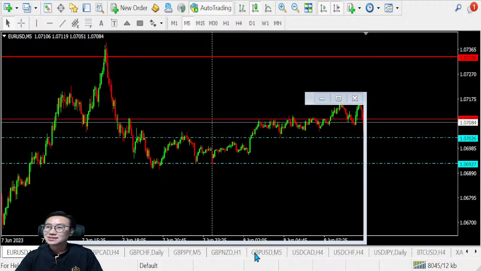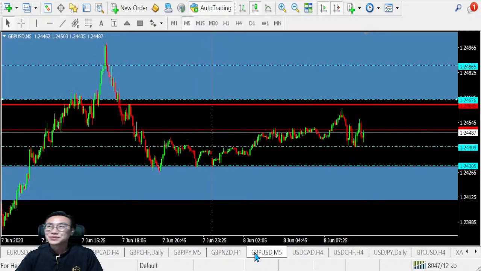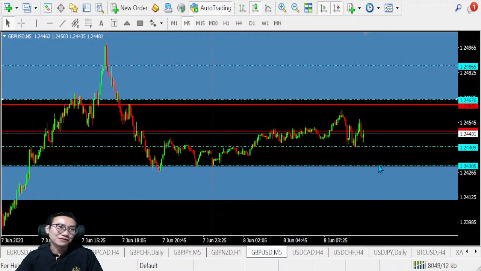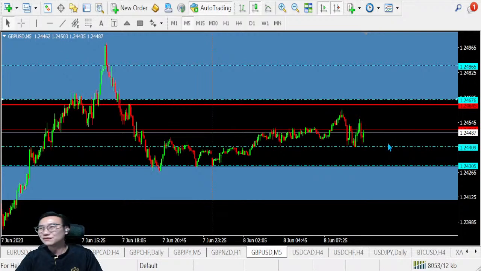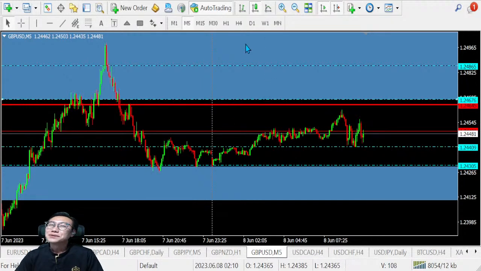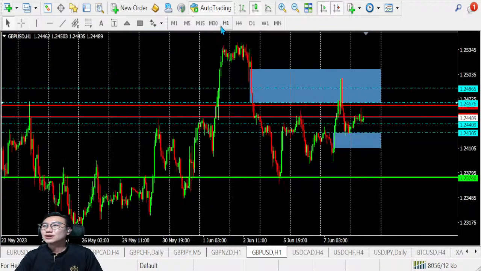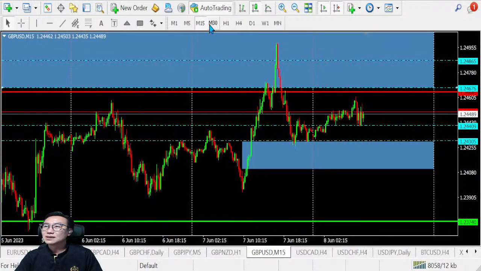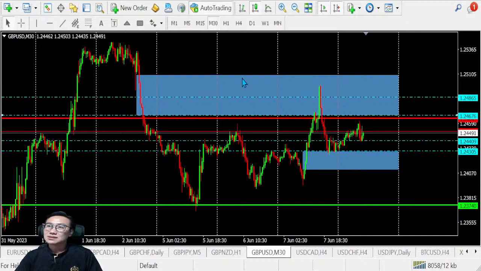For now, just like in pound dollar, we are going to be stuck in this area for a long time. Trust me, we are going to be stuck in this area for a very long time. So let's move a little bit up here, about 30 minutes. Let's see the overview.